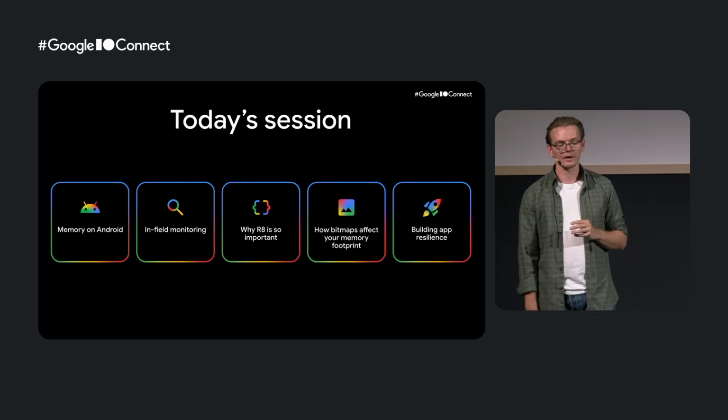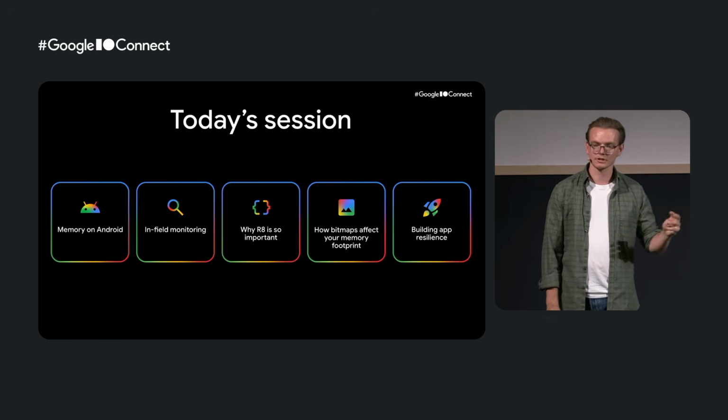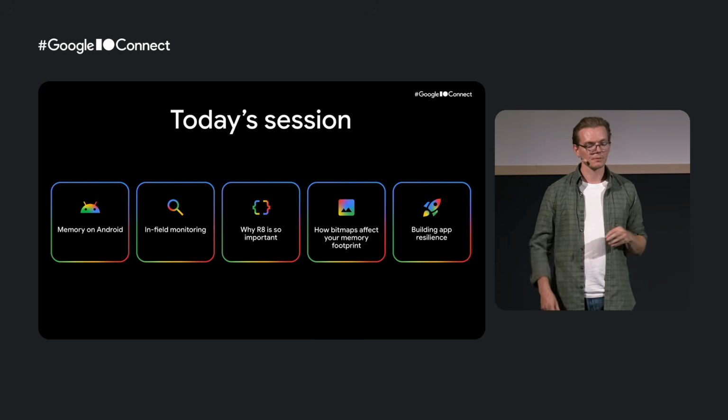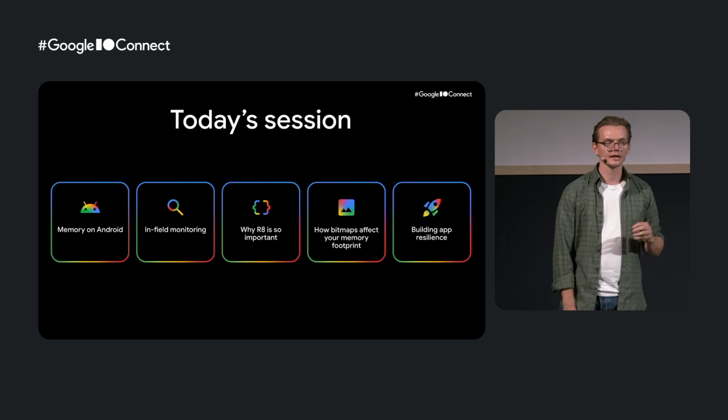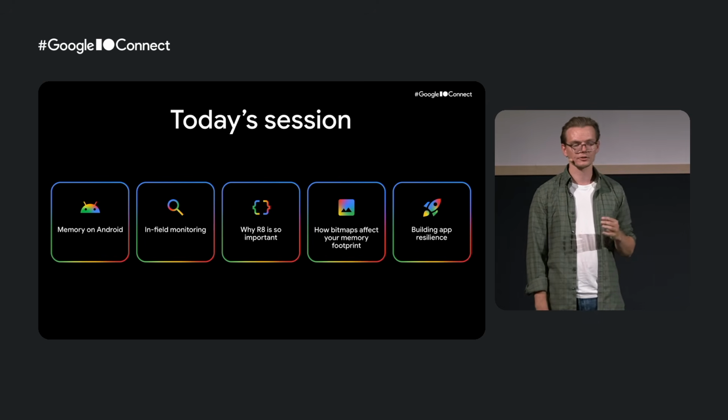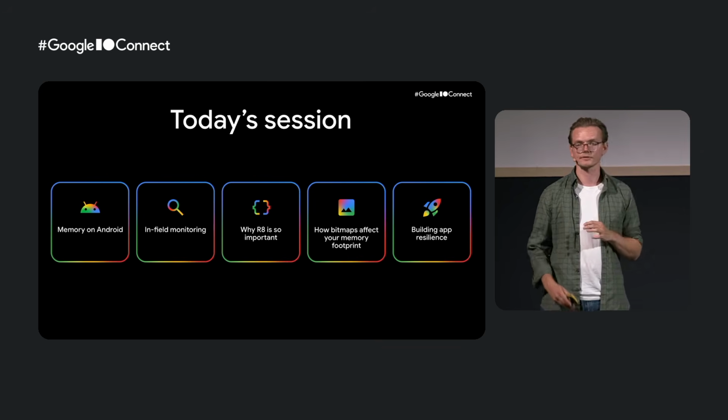Third, we'll dive into why R8 is so important and makes such a big difference to your memory footprint. Fourth, we'll talk about what you can do regarding bitmaps, how you can optimize them, reducing your memory in this way. And finally, we'll end with a couple of words on how to make your user experience more robust in case of system memory pressure. Sometimes these things are out of our control, and the app needs to be able to respond and come back to life in a way that the user would expect. Great. Let's dive in. Over to you, Ali.